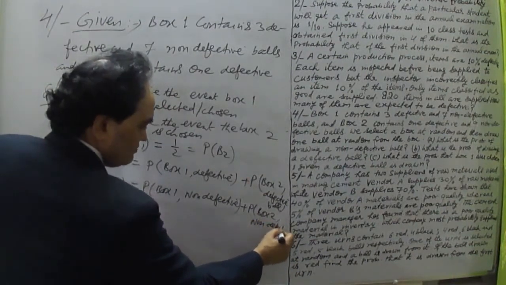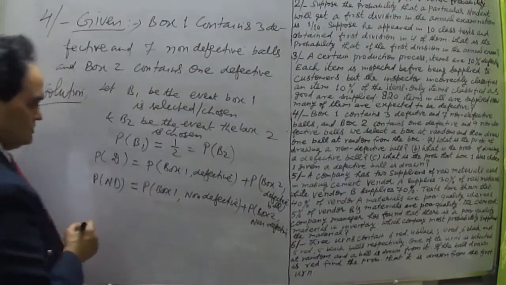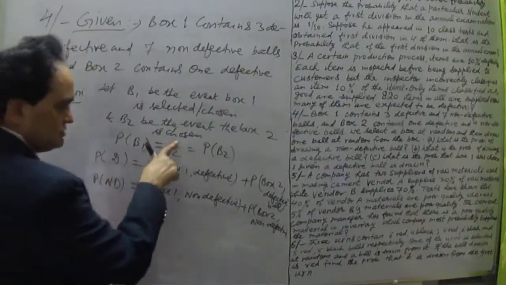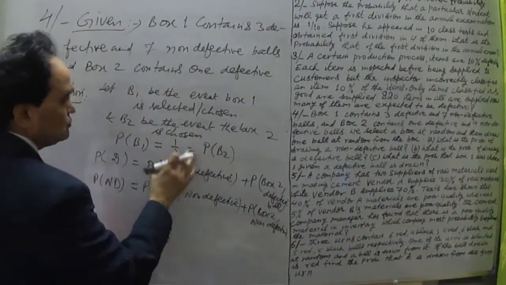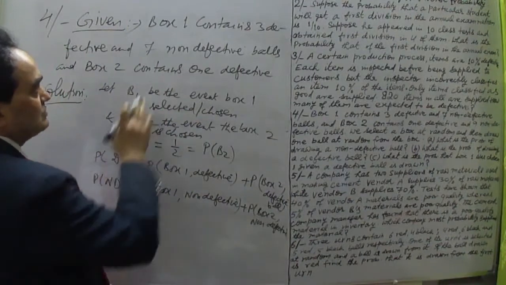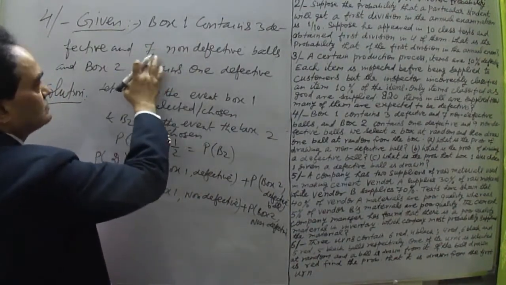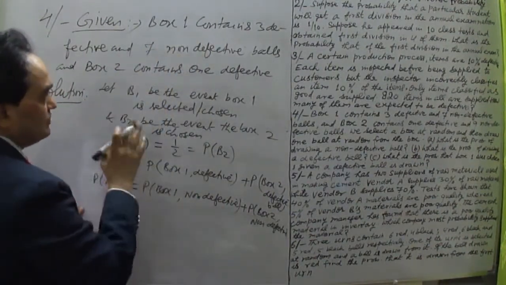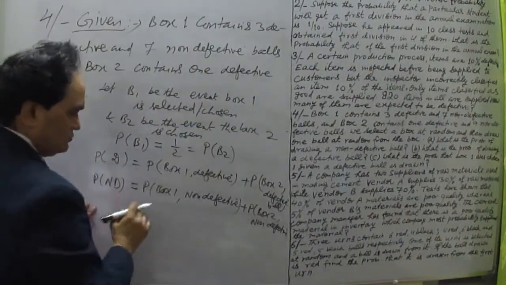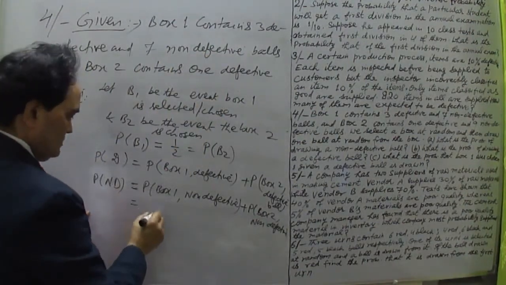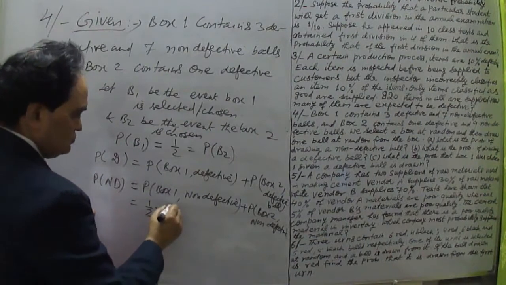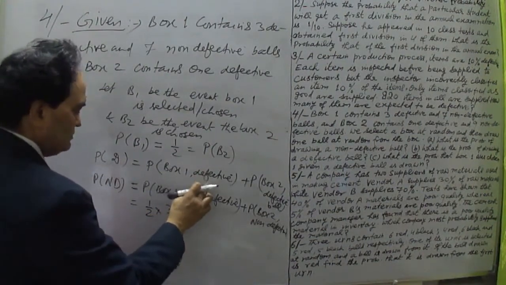Non-defective ball from box number 2. What is that? So in the first case, this is 1/2, box selected, into what is the defective ball? In the first box, 3 balls were defective, so 3 upon 10. So total is 10, 3 upon 10. So this is 1 upon 2 into the first one, defective ball.